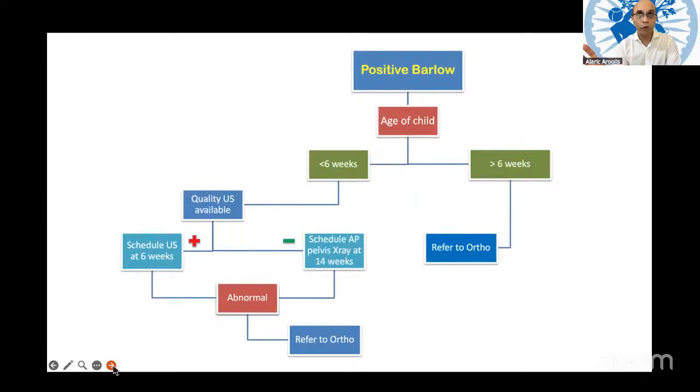And the last subgroup, of course, is the unstable hips, or the positive Barlow test. And we know that any child who has a positive Barlow sign beyond 6 weeks of age is abnormal, refer that patient on to ortho immediately. But if the child is less than 6 weeks, again, we have brought down to, do you have the ultrasound available and the expertise to interpret it? If yes, do it at 6 weeks. If no, do an AP pelvis X-ray at 14 weeks of age. And if any of these are abnormal, again, refer to orthopedics.